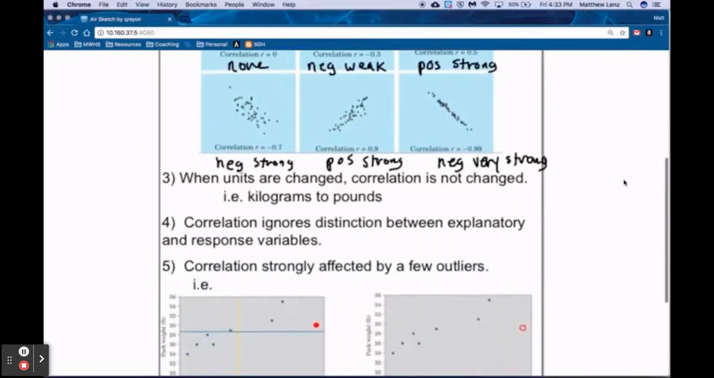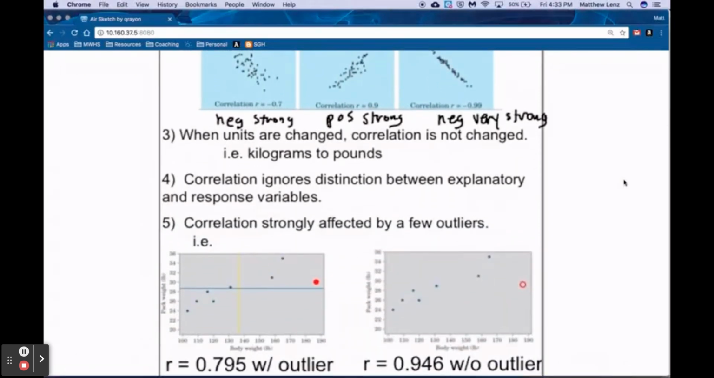A couple notes about correlation though. When units are changed, correlation is not. So for whatever reason, if Europe does some sort of study, and Europe uses grams and kilograms, that's how they weigh things, and here in America we do it in pounds, we could still use their data and transfer it into pounds without the correlation being affected by it.